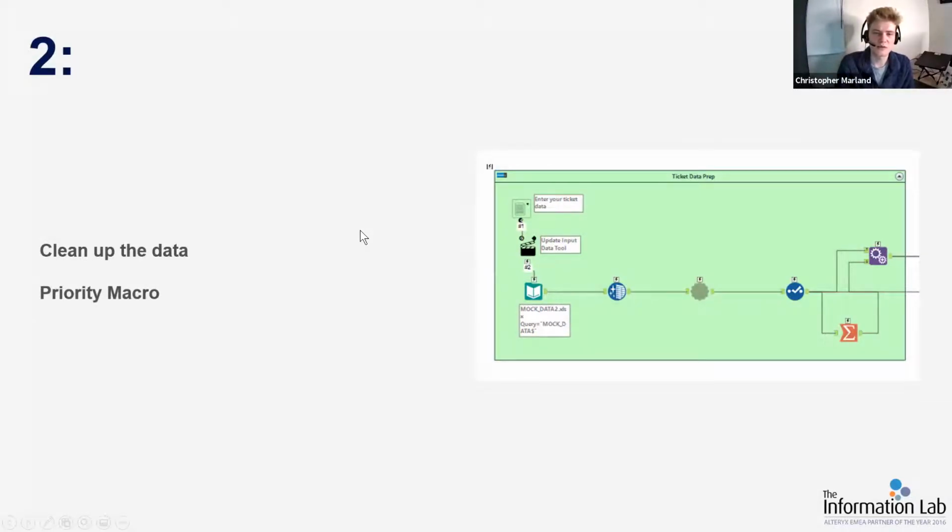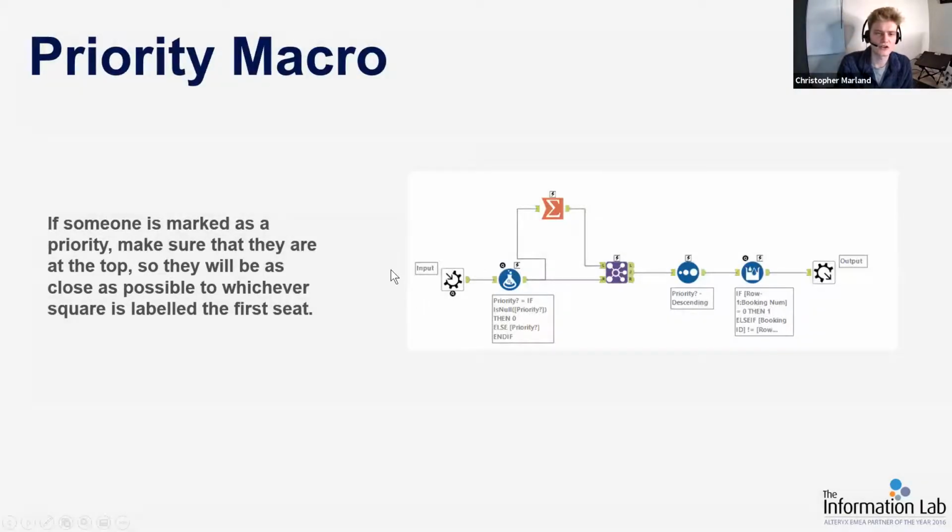Then down here, we also wanted to clean up the data with the priority macro. So what the priority macro does, and I'll just show you here, is we could mark people as a priority. So maybe you've got servers who need to be closer to the front or something like that. We could mark them as a priority, and this would find them in the data and put them right at the top. And then when they're at the top, we could put numbers onto these tickets, and always the people in priority were going to be 1, 2, 3, 4 as opposed to 50, 60, 70.